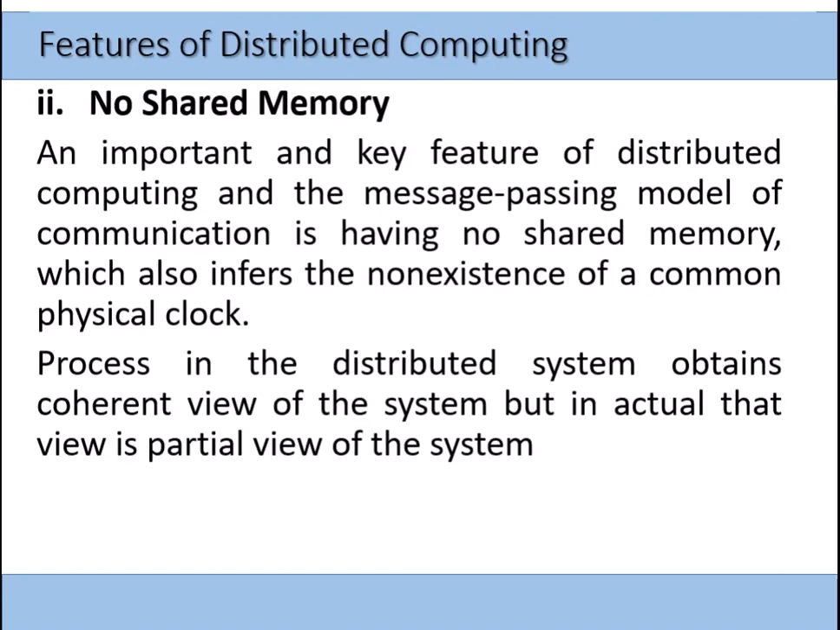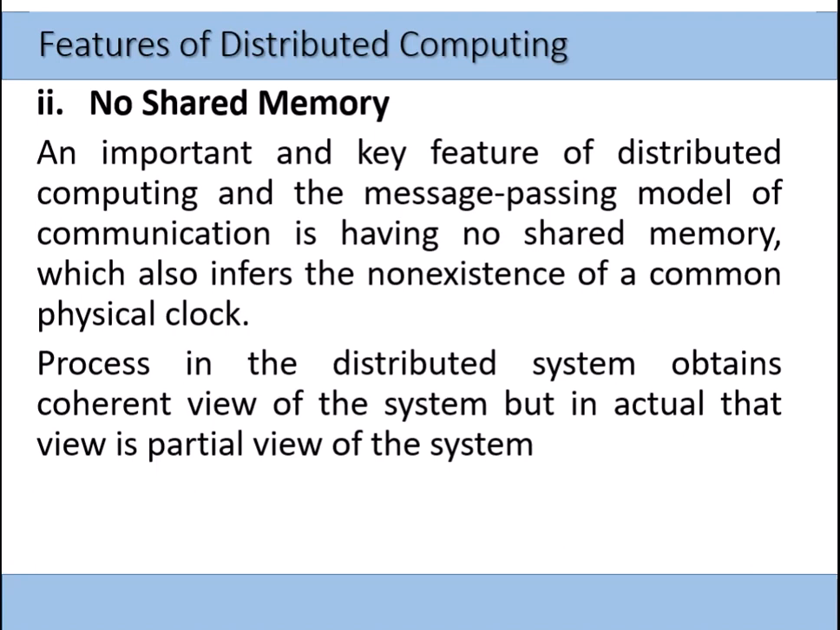There is no shared memory, no common shared memory. This means one subsystem cannot access another system's data. Every system possesses its own physical memory, but there is no common shared memory. An important and key feature of distributed computing and the message passing model of communication is having no shared memory, which also implies the non-existence of a common physical clock.